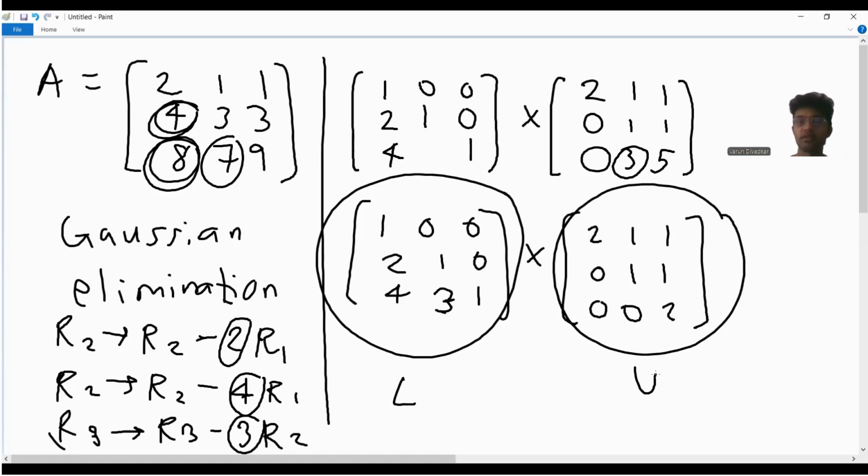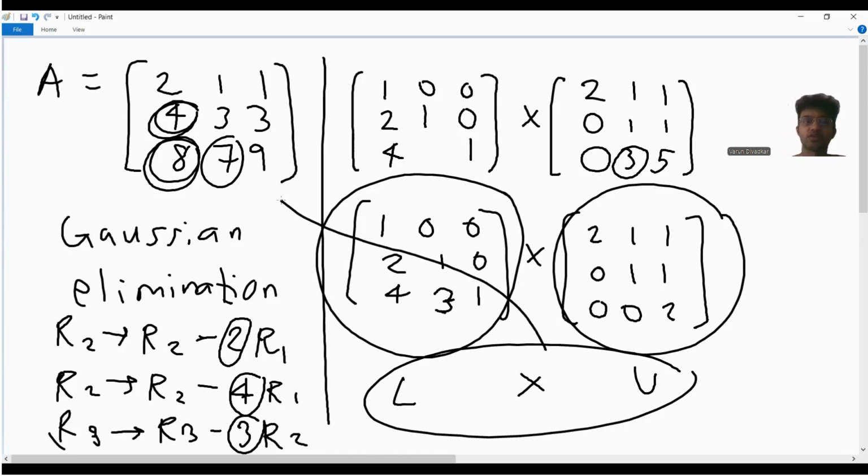And if you multiply these two, L into U, you will get this matrix. Just try this out. I'll leave this to you. So that's the way you perform an LU decomposition. Does this make sense?